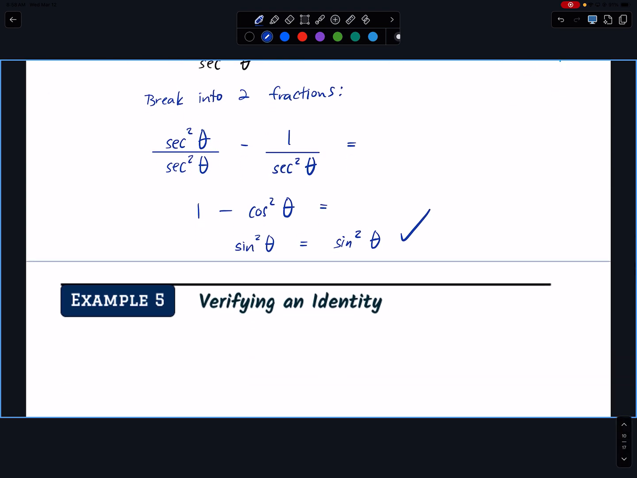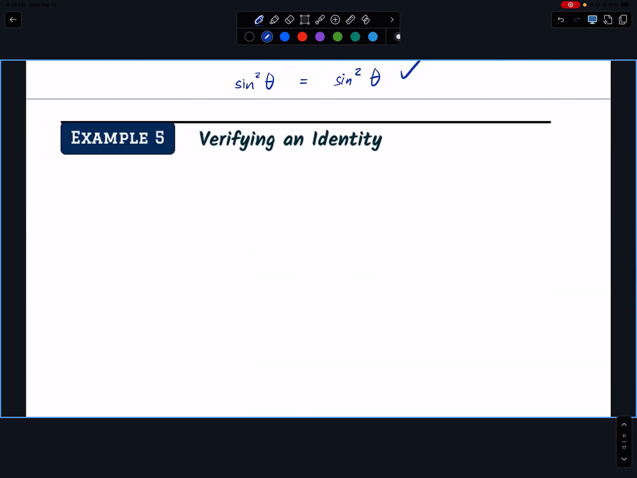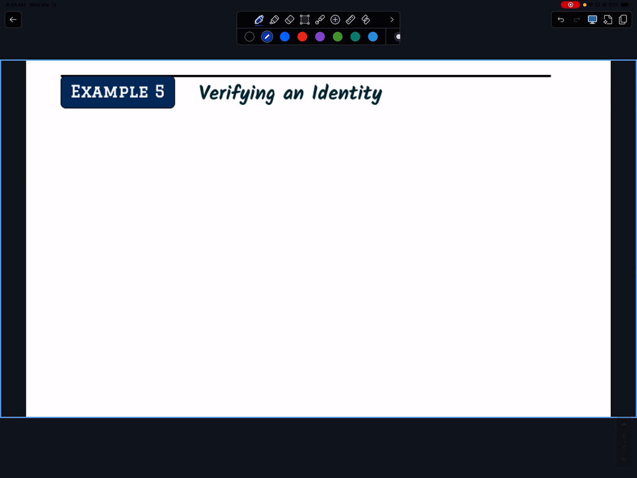Okay. Let's look at example 5. All right. A problem like this is where things are going to get a little bit more difficult. Okay? So 1 plus tangent of u all over 1 plus cotangent of u is equal to tangent of u.